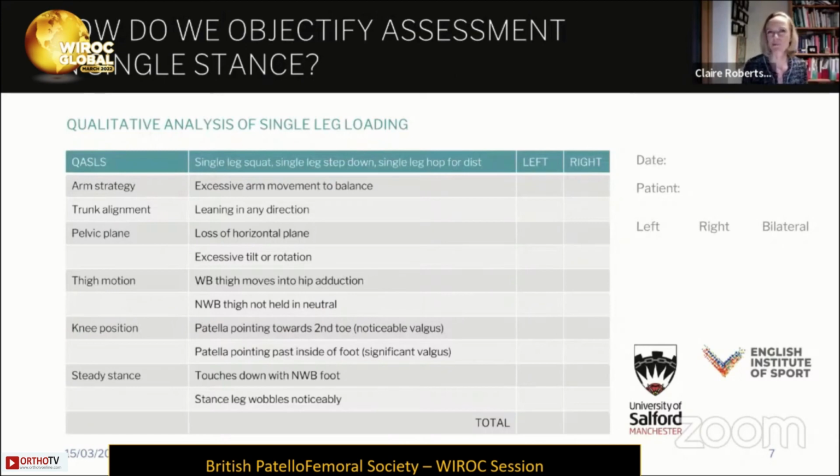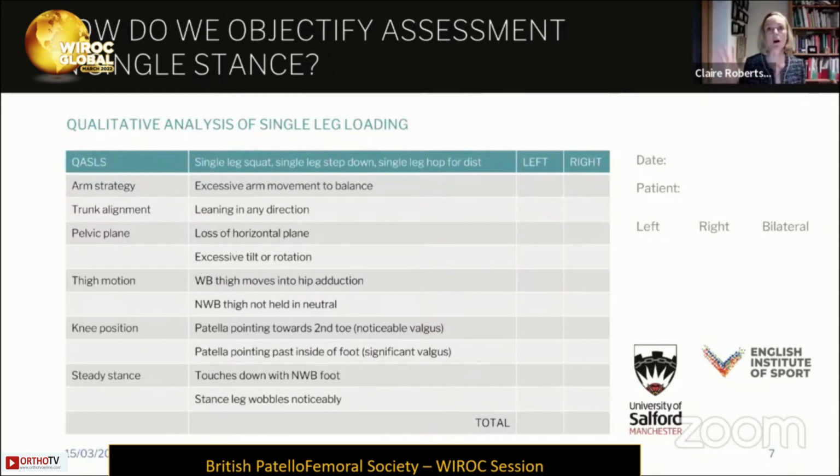So can we objectify this? If we in clinic ask someone to stand on one leg, we can actually start to break it down and objectify this a little bit. And this is Lee Harrington's work, and with permission, this is what he's looking at. He's looking very strategically down through arm strategy.